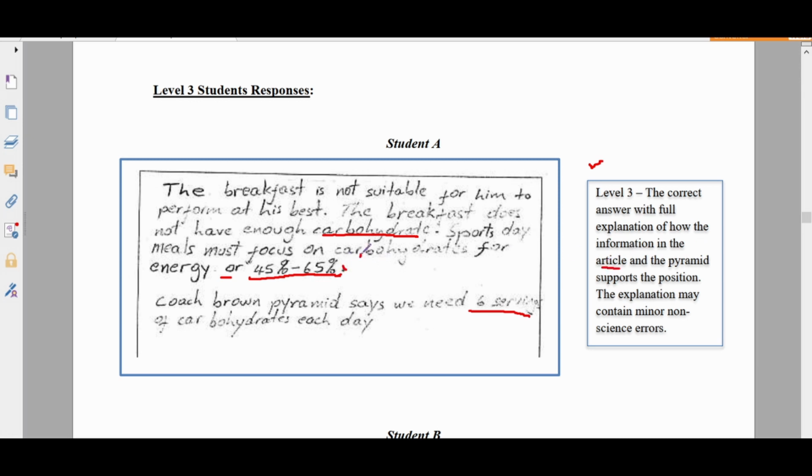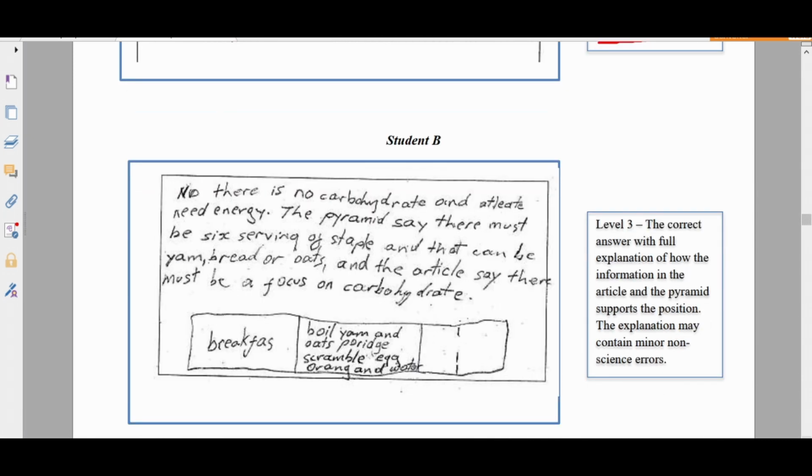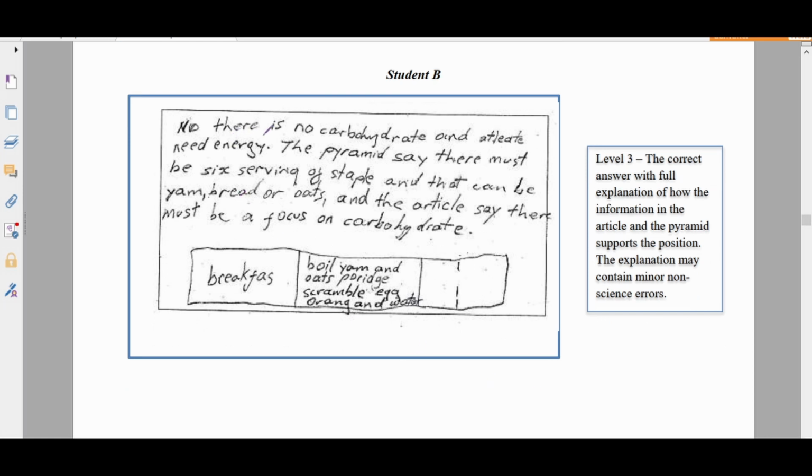So we get this information from the article, and this part is from the pyramid. That shows how they support the position. The explanation may contain some minor non-science errors. So if you have errors like "or" when it's supposed to be "of", or something like that for energy or 45%, whatever, those are not the errors that are going to keep you back, because the errors must not be science-based errors.